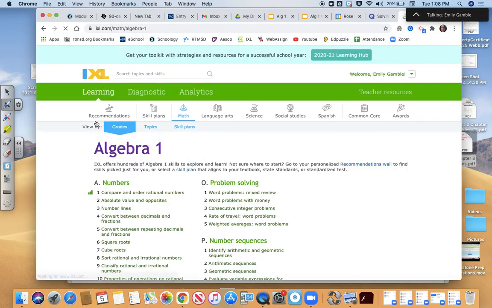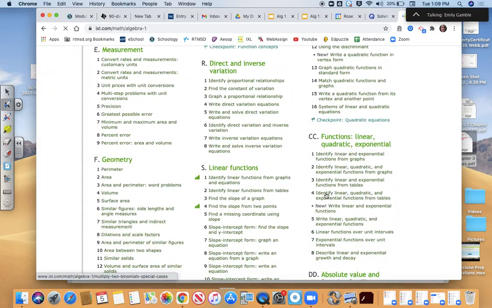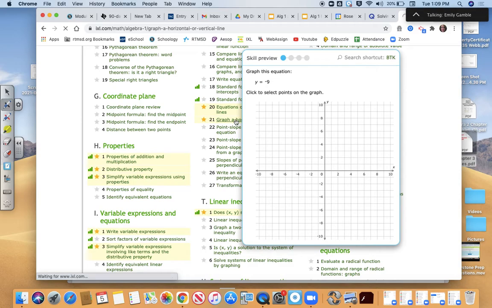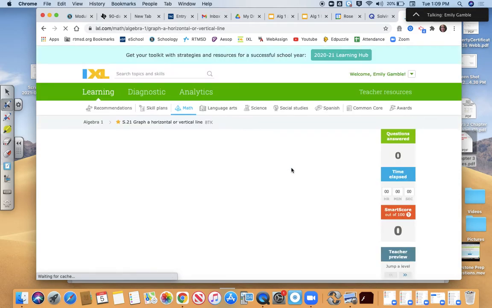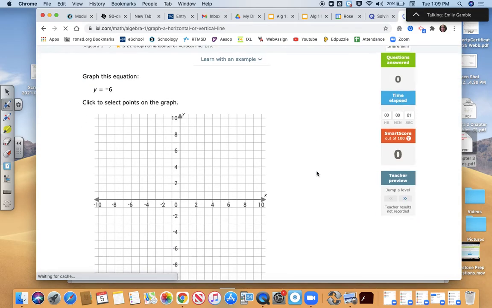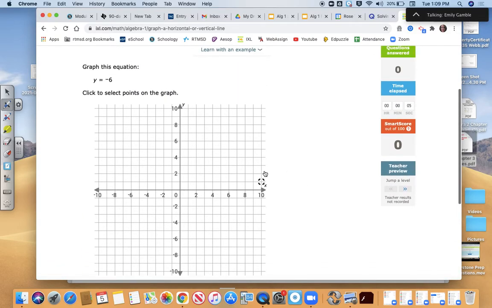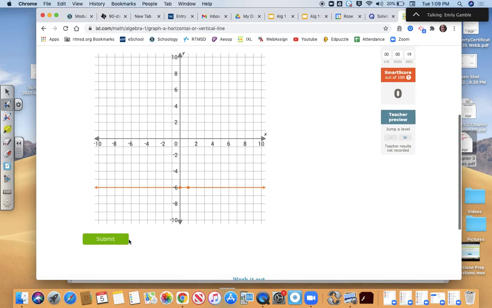Going back to the last one that I'm assigning for today is S21, graphing a horizontal or vertical line. So it says select points on the graph to graph. So y equals -6. What you do is you go to the y-axis and you go to -6, and you graph any points along this line. So any points, I just chose that one and that one. It creates the line for you, and then submit.